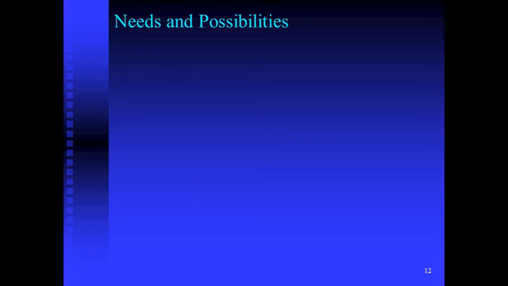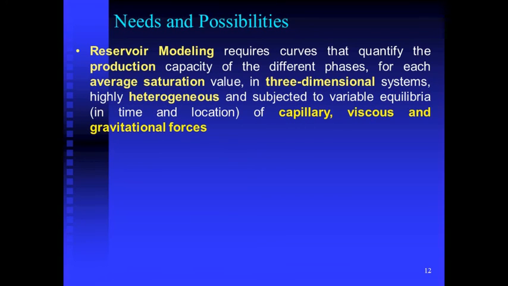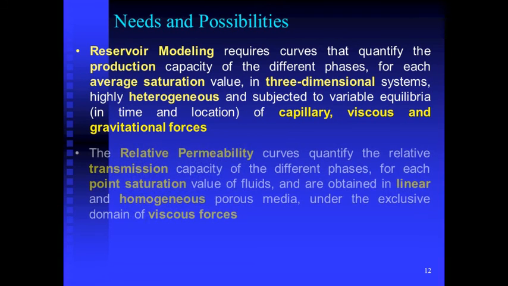And this brings us to a summary of this talk. While reservoir modeling requires curves that quantify the production rates of different phases, for each average saturation value, in systems that are three-dimensional, highly heterogeneous, and subjected to variable equilibria of the capillary and gravitational forces, both in time and spatial location, the solution regularly used for modeling takes the form of relative permeability curves, which quantify the relative transmission capacity, not production, of the different phases, for each point saturation of fluids, and are obtained in linear and homogeneous porous media, under exclusive domain of viscous forces.